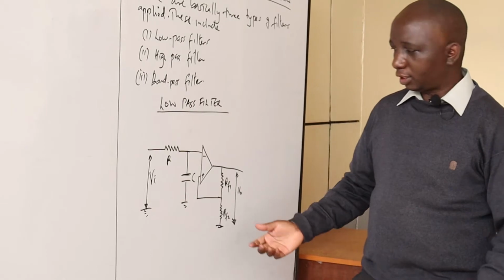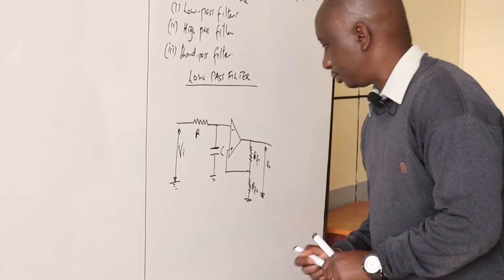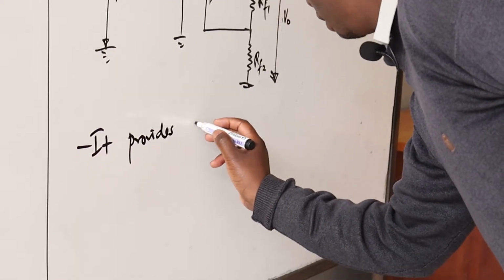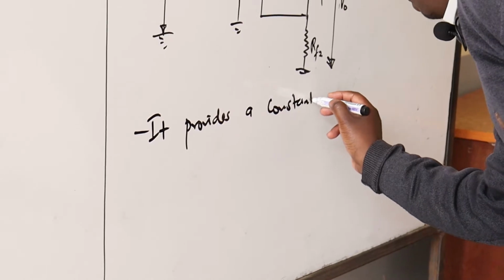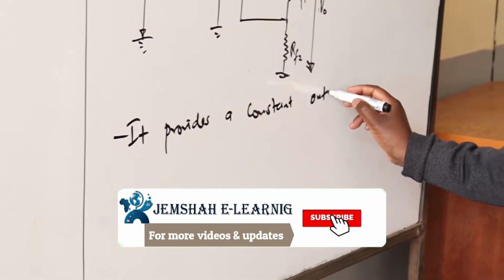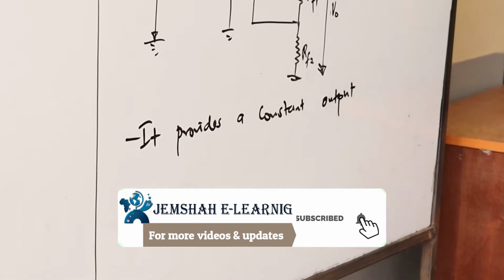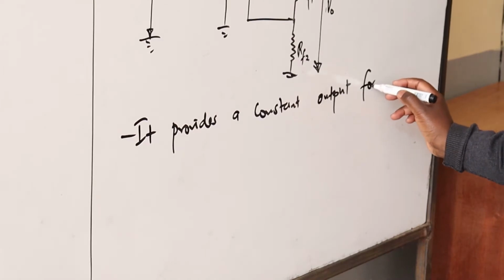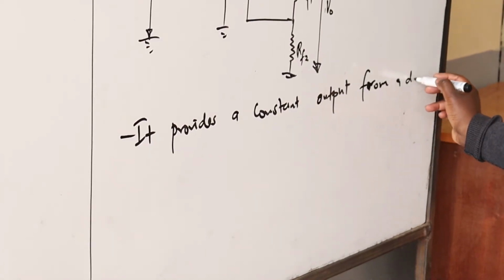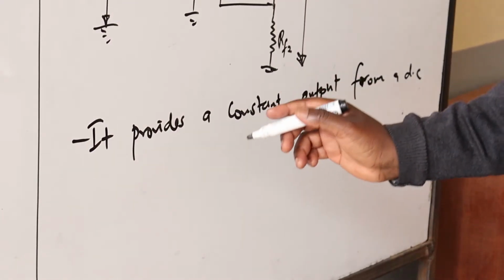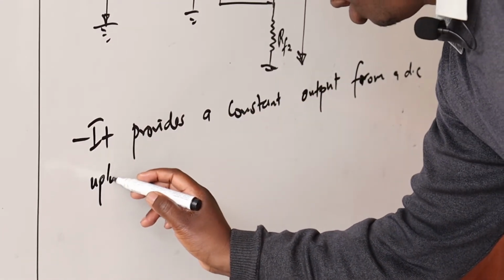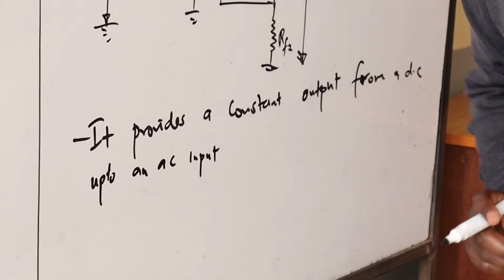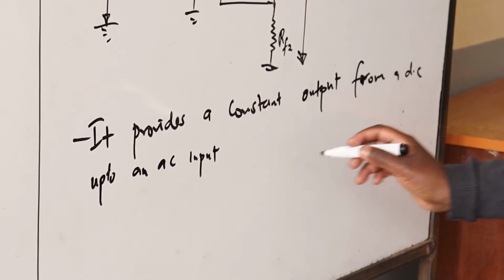It provides a constant output from a DC input up to an AC input, which is at cutoff.